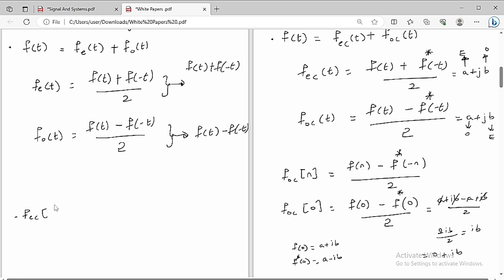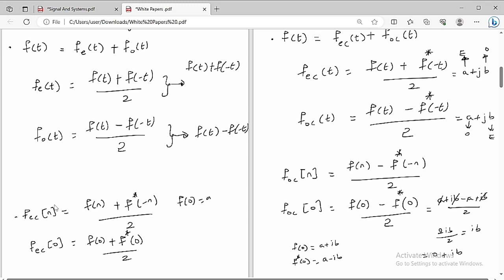So FOC of n means f of n plus f dash of minus n by 2. What I will do here is find the sample at n equal to 0. So f of 0 is nothing but f of 0 plus f conjugate of minus 0, which is 0 only. We have already told, let me assume f of 0 is equal to a plus ib. Then f conjugate of 0 is nothing but a minus ib.